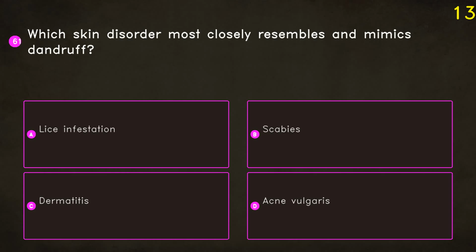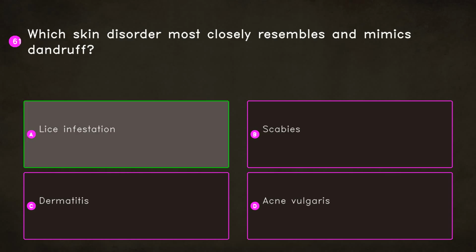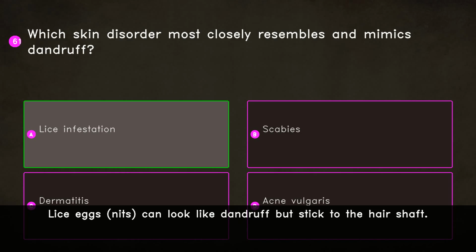Question 61. Which skin disorder most closely resembles and mimics dandruff? A. Lice infestation. B. Scabies. C. Dermatitis. D. Acne vulgaris. The correct answer is lice infestation. Lice eggs, nits, can look like dandruff but stick to the hair shaft.